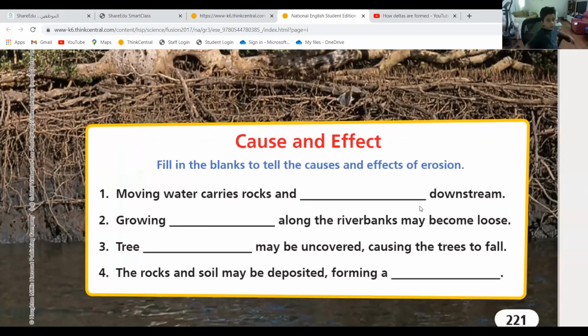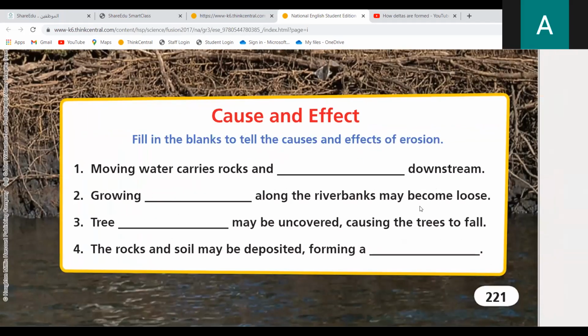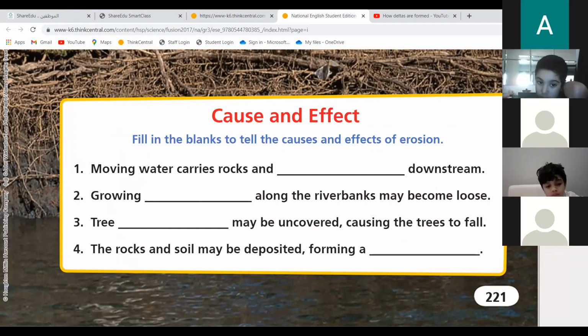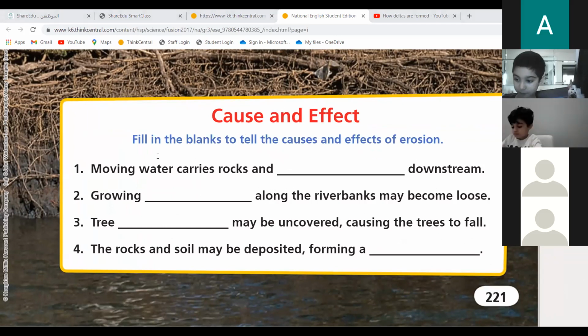So let's open together to page 221, and let's try to do it. Let's solve this one together. Can you open the book, Habibi? Now, who wants to start with me? Let's try to do number 1. Hi, Abdulaziz. Can you try to do number 1 with me?